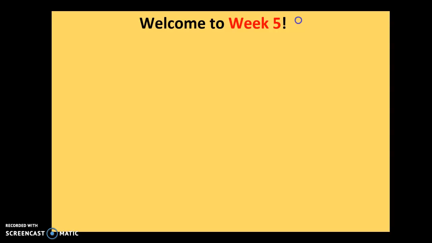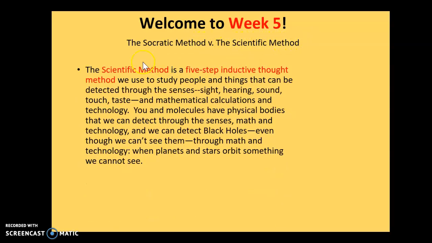It's gone by fast. So this week, we're going to focus on the Socratic method versus the scientific method. The scientific method is a 5-step inductive thought method we use to study people and things that can be detected through the senses: sight, hearing, sound, touch, taste, and mathematical calculations and technology.